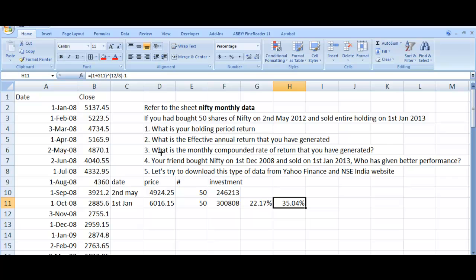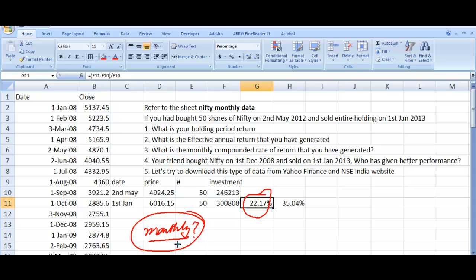The next problem says: what is the monthly compounded rate of return that you have generated? Over the 8-month period you have generated this much return, but I want to know how much is the monthly return, how much you have produced monthly. That is important for me to understand, because many times people would want to compare monthly data or want to know the monthly return.